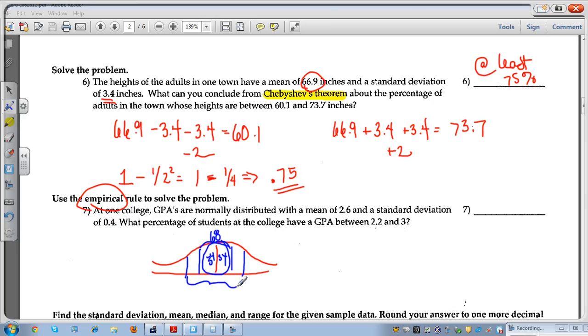2 standard deviations is 95%, and 3 standard deviations is 99.7%. So now the question is, if my mean is 2.6 and my standard deviation is 0.4, how many standard deviations are we talking about here? Well, obviously this is going to be up 1 and this is going to be down 1. So we're talking about 68% of my data, according to the empirical rule, will be between 2.2 and 3. So you'll have both of those rules. You've got to make sure that you check for Chebyshev or for empirical.